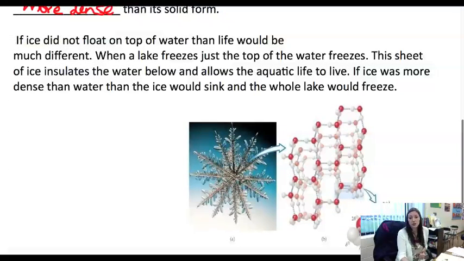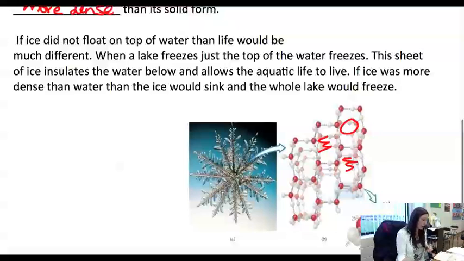When a lake freezes, just the top water freezes right now, okay? And the sheet of ice insulates the water below. If ice was more dense than water, the ice would sink and the whole lake would freeze. So we really need this idea that water is actually more dense than the ice form of water, okay? Again, notice here how you've got these open cavities in between.